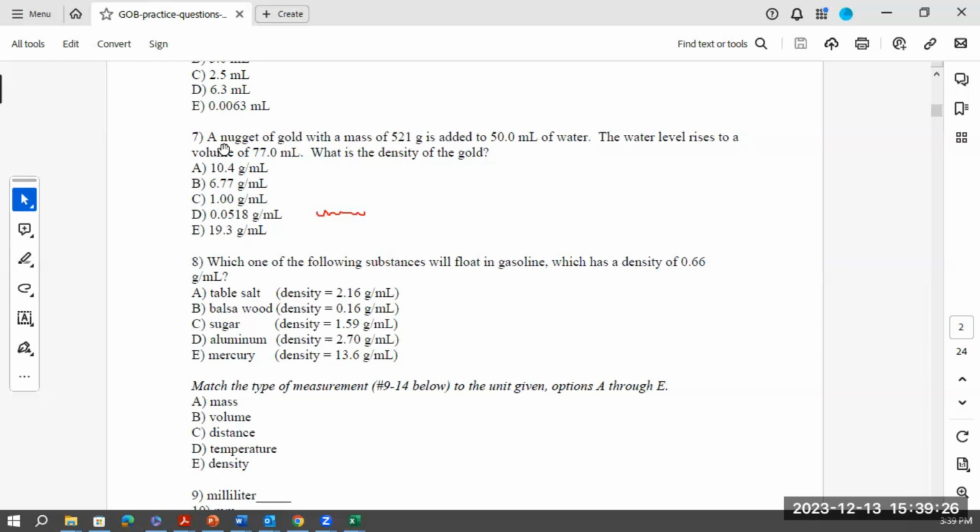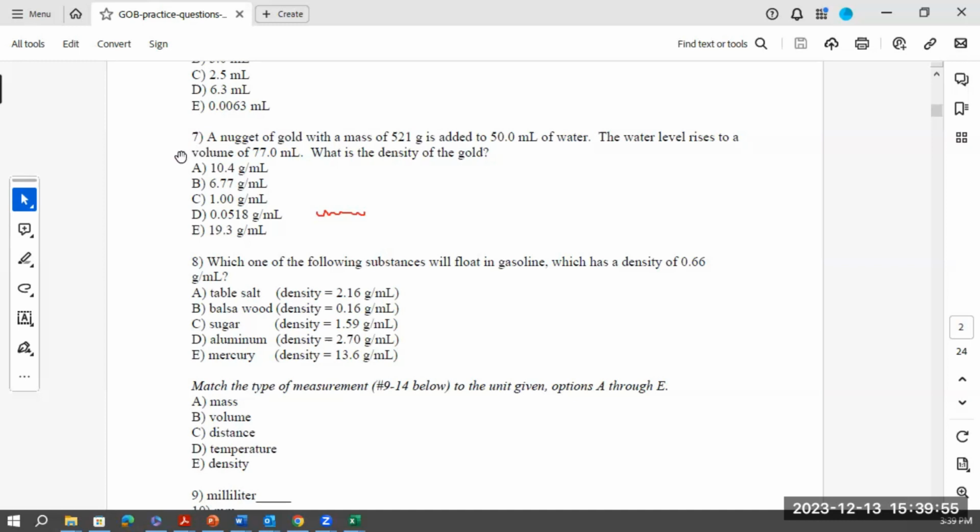Mass, not mass times volume, but mass over volume, right? So mass divided by volume. We know that density is always going to be mass divided by volume. So, a nugget of gold with a mass of 521 grams is added to 50 milliliters of water. The water level rises.